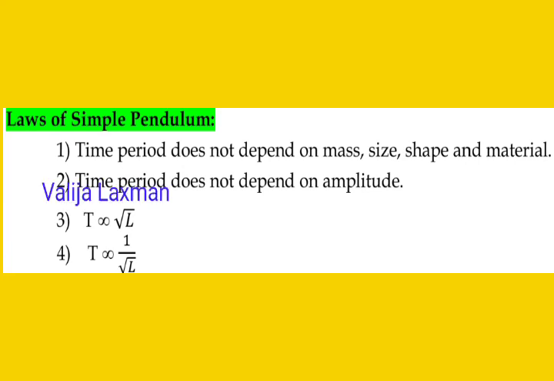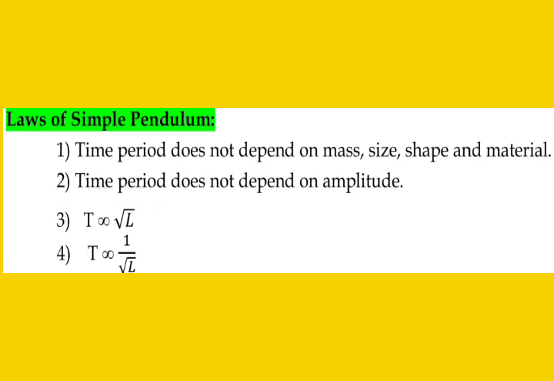What do you mean by material, shape and size? Let's go to the diagram once again. Observe the diagram here. In this diagram, we have taken a sphere, a spherical shape. If you want, you can take a cylindrical shape, or a conical shape, or a cube shape. Whatever the shape of the bob we are taking, the time period will not change, because time period does not depend on the shape of the material.